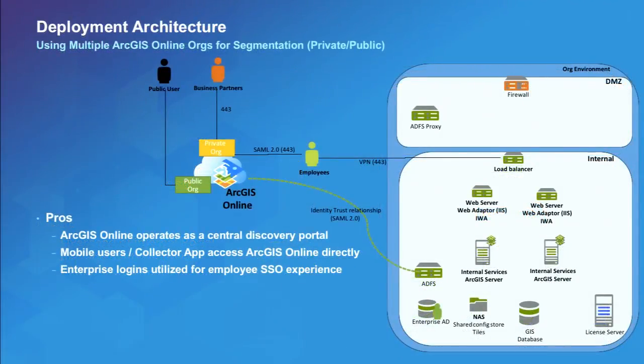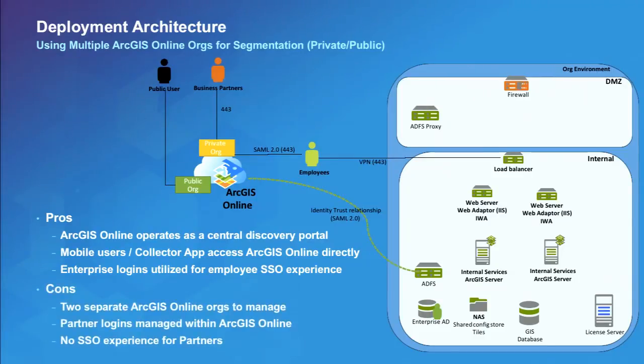Then there's some customers who want to just stay out in the cloud with ArcGIS Online, so they spin up separate ArcGIS Online orgs, a public one and a private one. The pros of this approach: ArcGIS Online operates as a centralized discovery portal. And more mobile users and the Collector app can be used to access ArcGIS Online directly. And enterprise logins can be utilized for an employee single sign-on experience.